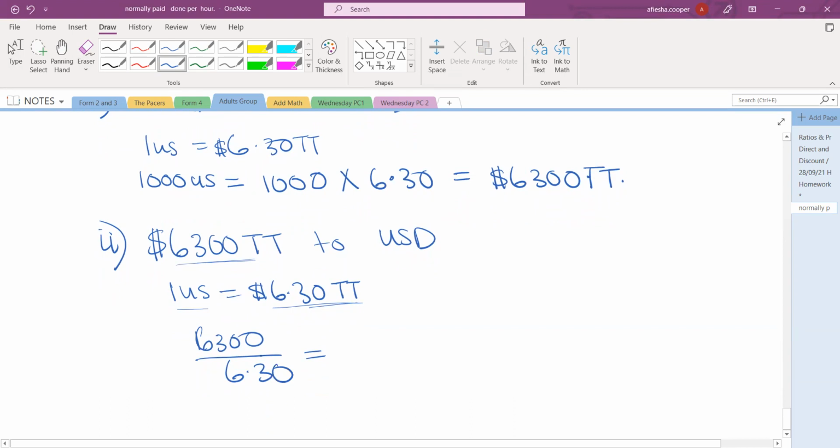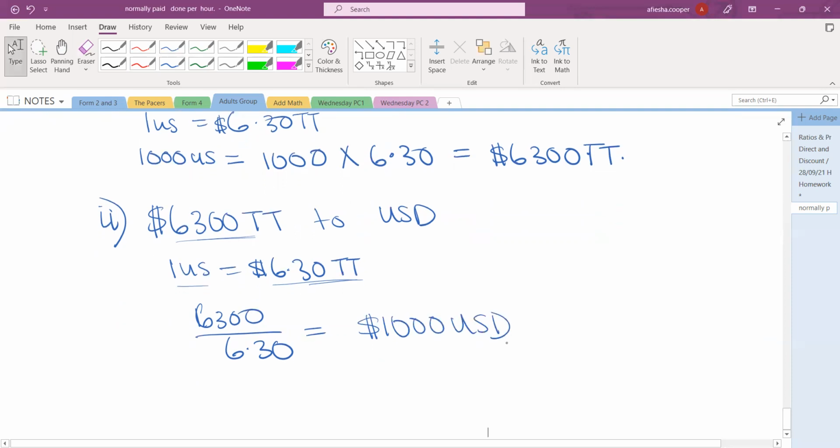Right, that's what I was saying. You would have to divide now to get the US. So therefore, I know that I'll be getting back 1,000 US. Yeah? Yeah.